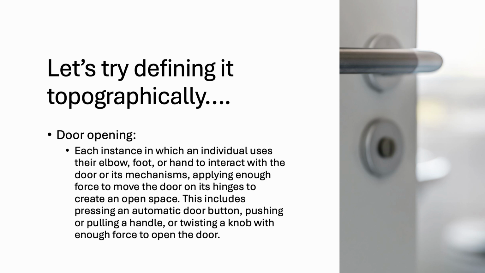So let's try defining the behavior topographically. Let's see what it would look like. So the behavior of door opening would be defined as each instance in which an individual uses their elbow, foot, or hand to interact with the door or its mechanisms, and they apply enough force to move the door on its hinges to create an open space. And this includes pressing an automatic door button, pushing or pulling a handle, or twisting a knob with enough force to open the door.